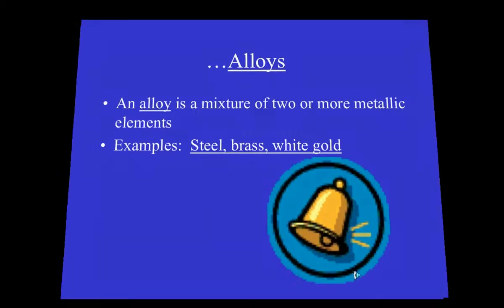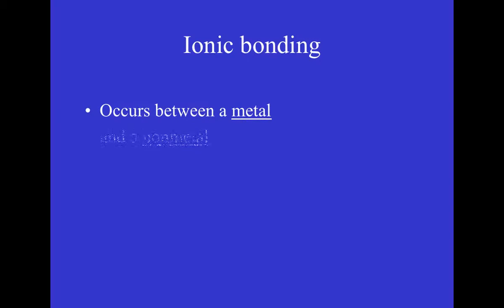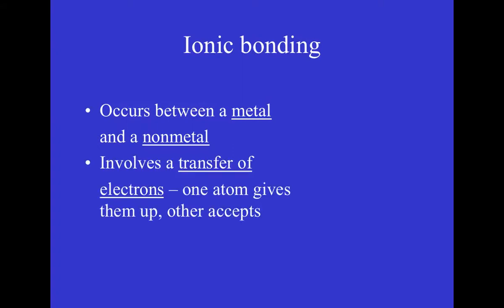The second type of bonding that we're going to look at is actually going to have more time spent with it, and that is ionic bonding. Ionic bonding occurs between a metal and a nonmetal, so an element on the left side with an element on the right side of the periodic table. It involves a transfer of electrons. One atom gives them up, while the other one accepts them. This is a strong bond.